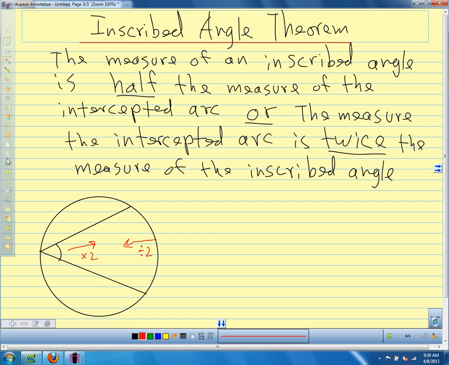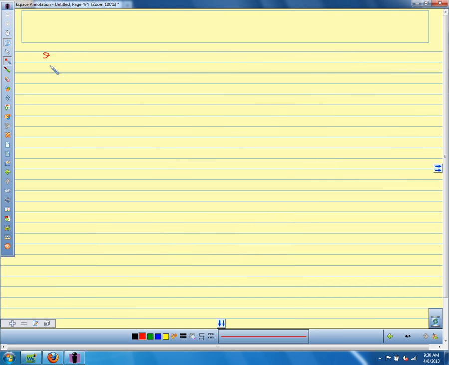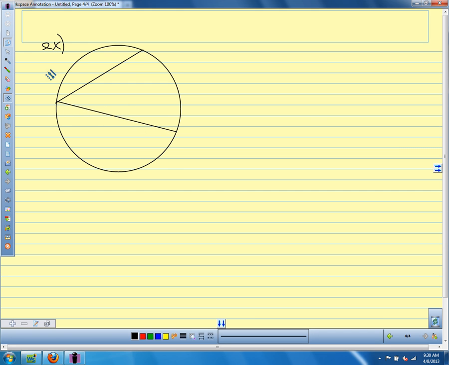All right, let's look at a couple of examples using this. So these first 2 examples should be pretty easy. So here's our circle. Our inscribed angle, I'm going to call this ACB. And this is 26 degrees. And we want to find the measure of arc AB.